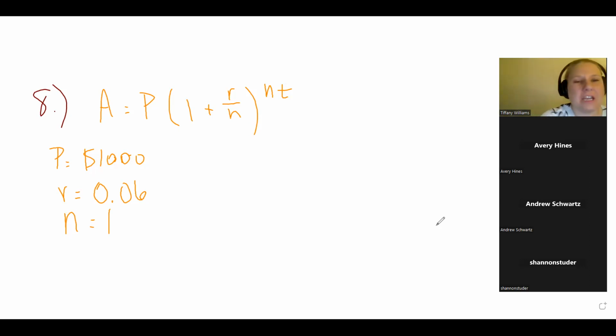And then we're doing it for 10 years. So what's that 10 represent? The T, the time. Yep, that's our time. So that's going to be 10. So guys, is everybody okay with how we pulled that information out of that problem and why it became the variable that it now represents? Any questions on that?